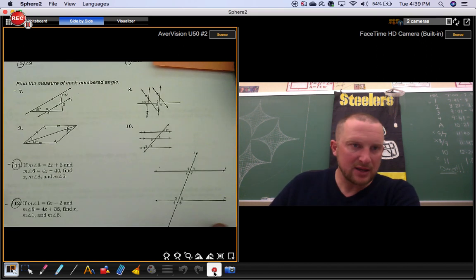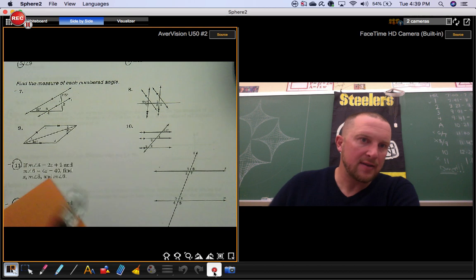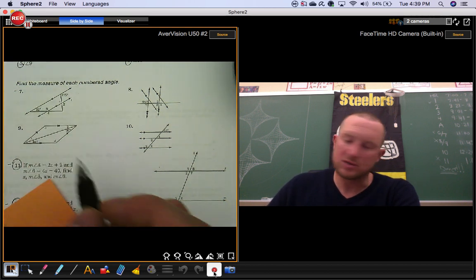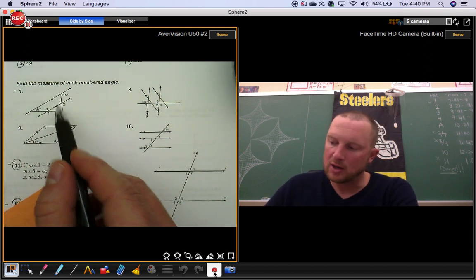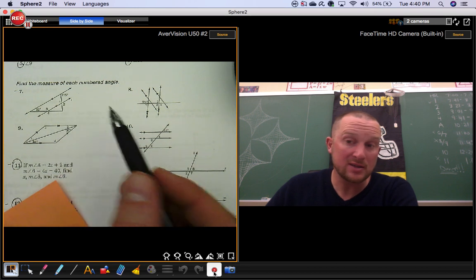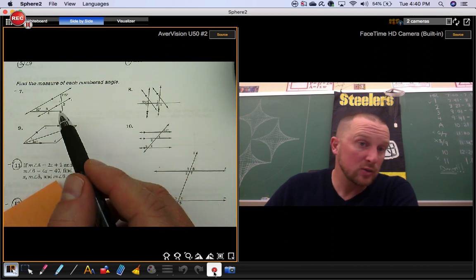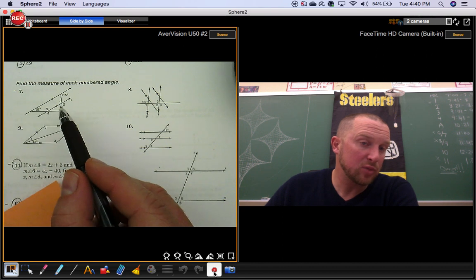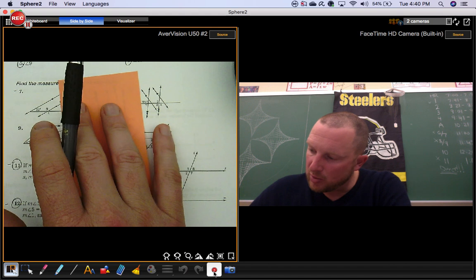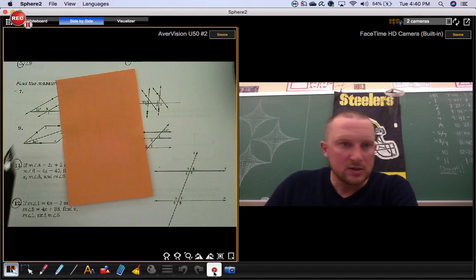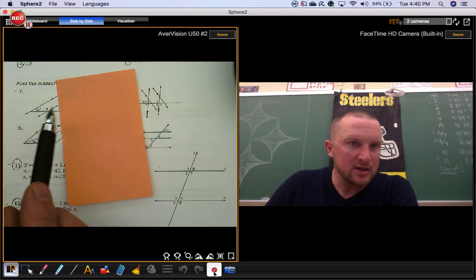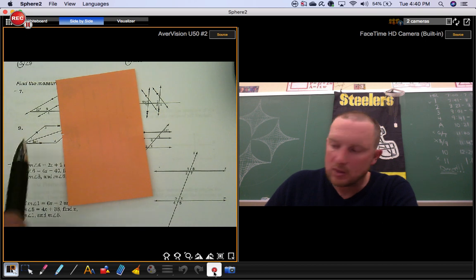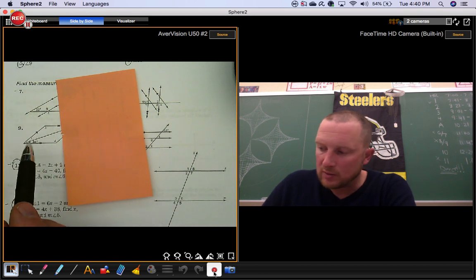Okay, we're going to skip down to this next section. Find the measure of each numbered angle. We're going to look at number 7. There are a lot of lines here, and a lot of lines that you don't need. So what you should do is keep the parallel ones and block off one of the lines that you don't need. For example, I'll block this one off. This automatically makes the diagram easier because there are only 3 lines. So here are your 2 parallel ones.